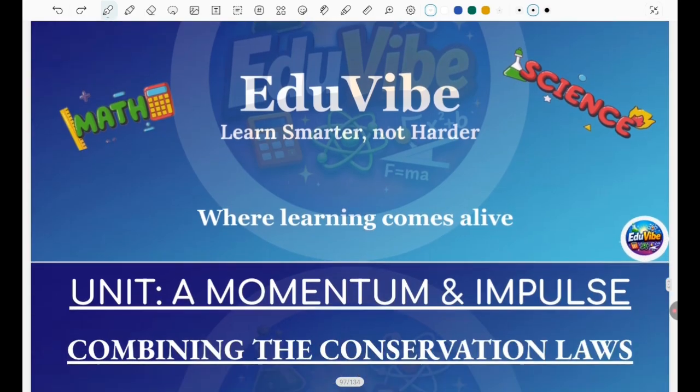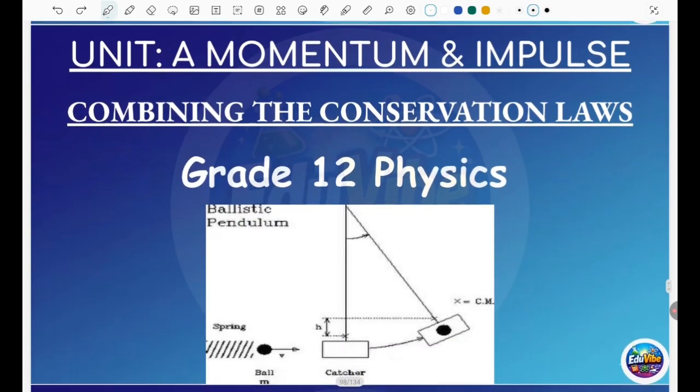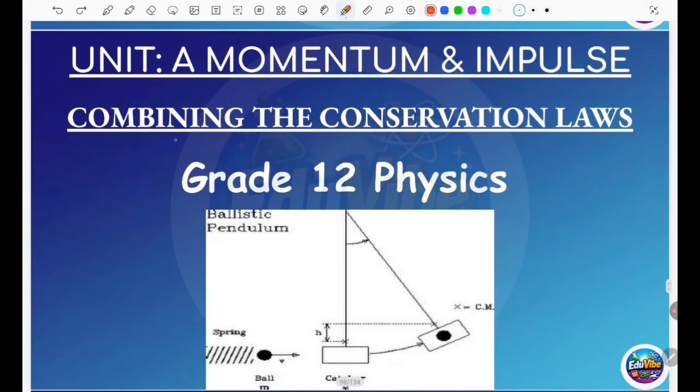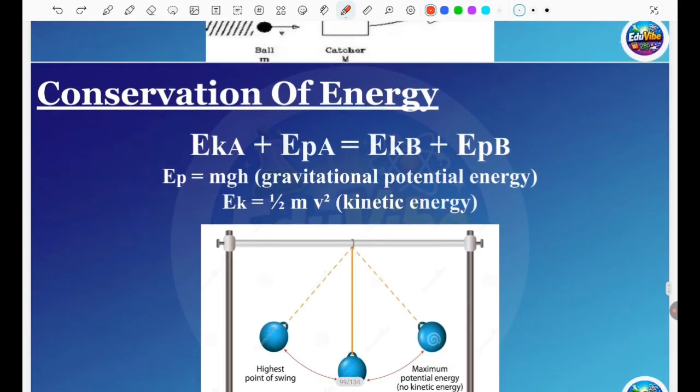Today we will start with the last topic of momentum and impulse, which is combining the conservation laws. In this we are dealing with the laws when we combine them all. We combine the momentum law and the energy law to find something, which is what we have to discuss today. So let's deal with this. How can we do it?